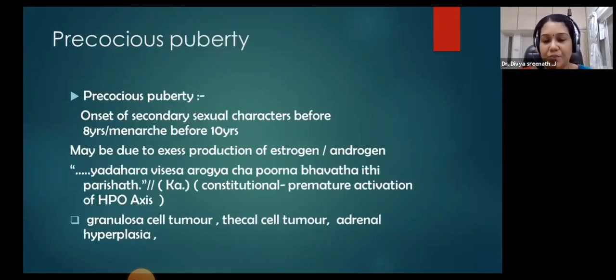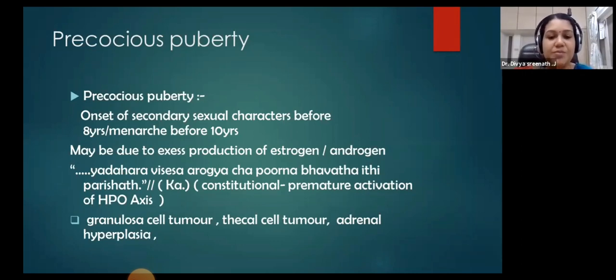Another thing, nowadays we can see young girls having precocious puberty. Precocious puberty means there is onset of secondary sexual characters before the age of 8 years, or menarche before the age of 10 years. Yesterday I got a call from a mother from outside India. Her girl child is having menarche, and she is only 9 years old. She is somewhat obese and very much interested in KFC. Like that, the nutritional factor plays a major role.